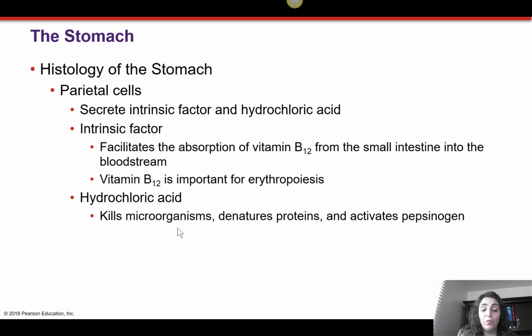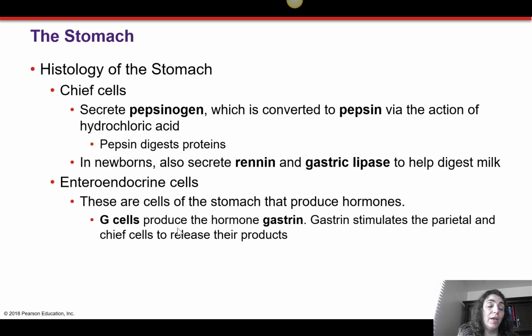Now let's go to the chief cells. That is another cell that we have in the stomach. Chief cells secrete pepsinogen. That pepsinogen that we said is secreted by chief cells then converts to pepsin through the action of the hydrochloric acid. So we need that acid. One function of the acid is converting pepsinogen to pepsin, and then pepsin digests the proteins.